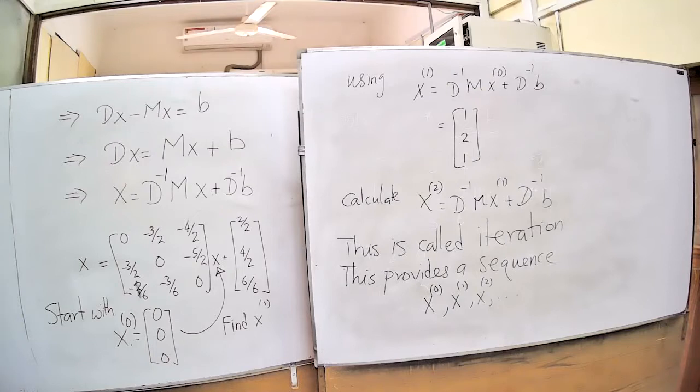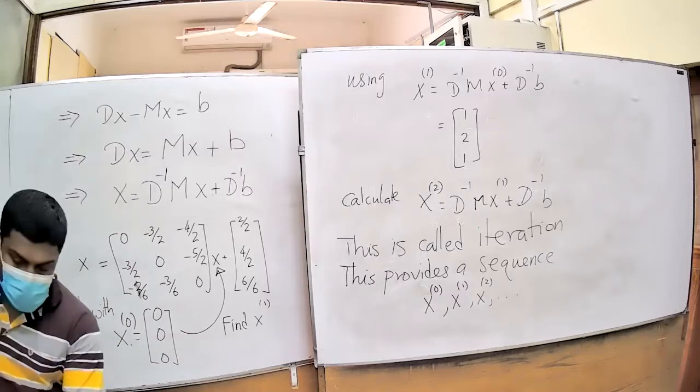Right? So instead of writing this D inverse, what we can do first is we can divide the whole equation by the diagonal term, right? And then we can generate the iterative method, right? So what I am going to do is I am going to show you how we are doing this by means of an example, right?